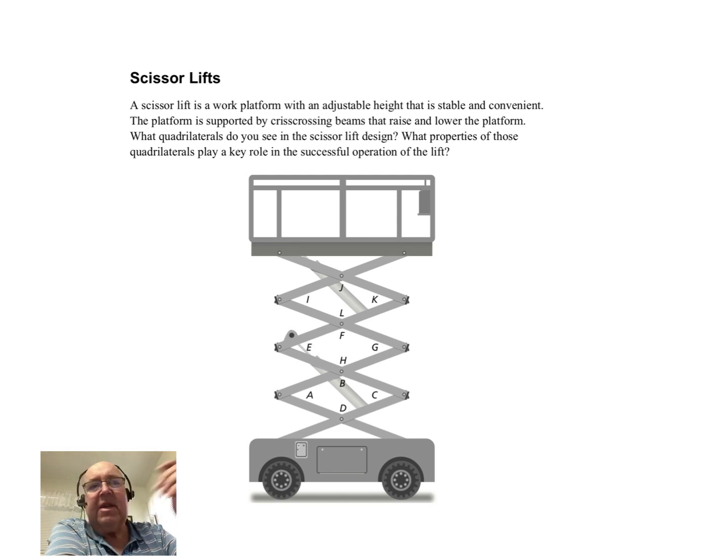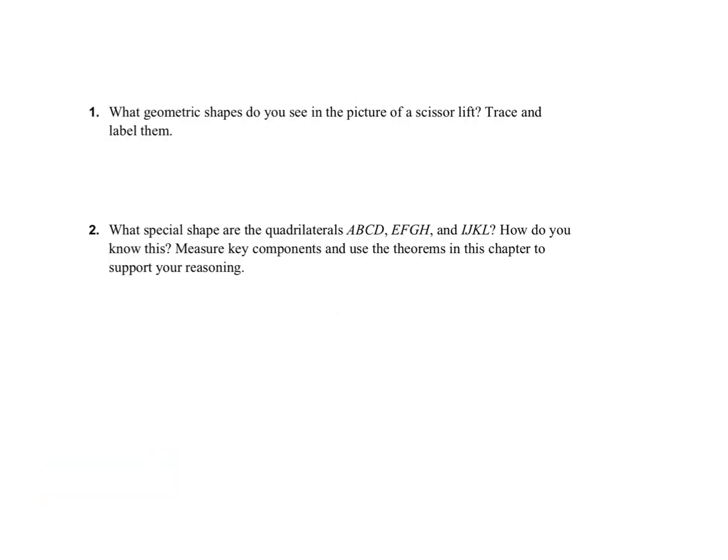So you're going to be looking at what stays the same, similar, and looking at the angle relationships as well as the lengths. So there's a long series of questions that you're going to be answering as you go through this. So again, what geometric shapes do you see in the picture of the scissor lift? Trace and label those. So again, put that on in some way. If you need to use this, you can do an annotation as well as paper submission, whatever works well for you.